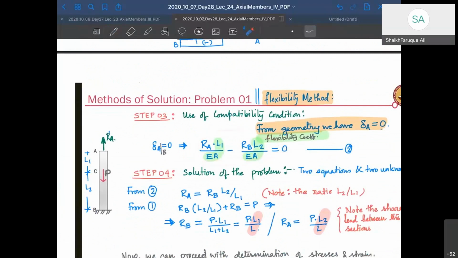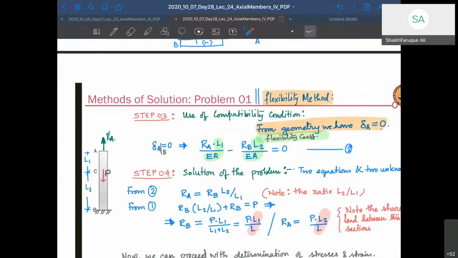So you can write RA in terms of RB, which is written here. RA in terms of RB is L2 by L1. Please note this ratio. These ratios are very important. As I was discussing in the last class, most of the load sharing happens in terms of the stiffness ratios. Since EA is constant, it is actually a stiffness ratio.